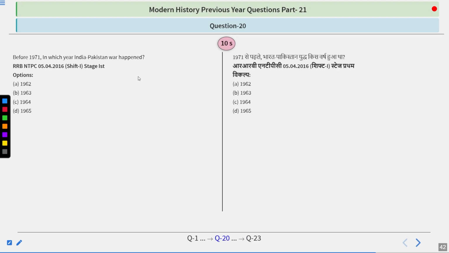Before 1971, in which year did an India-Pakistan war happen? 1962, 1963, 1964, 1965. Think about it.